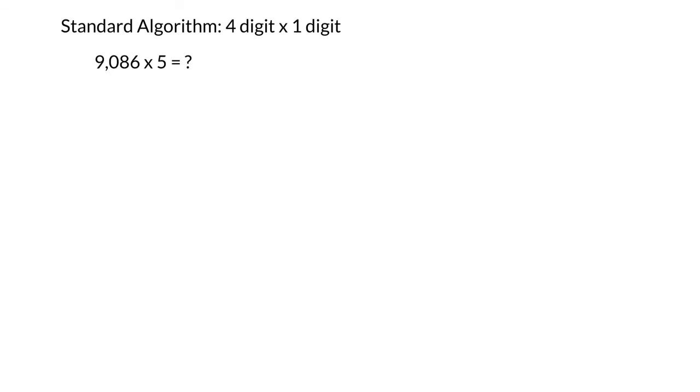Today, mathematicians, we're going to be learning how to multiply a 4-digit number by a 1-digit number. We're going to learn two strategies, and the first one is the standard algorithm. If you can multiply a 3-digit number by a 1-digit number, then this is going to be really easy for you. In the standard algorithm, the first thing we need to do is take our two numbers and put them on top of each other, being very careful to line up our place values.